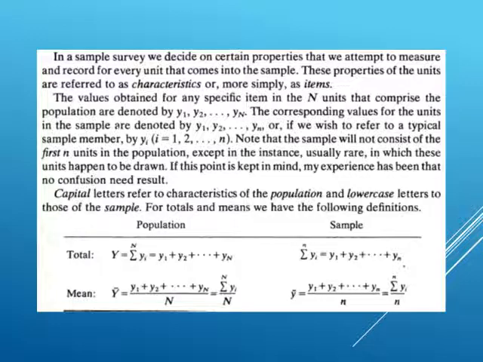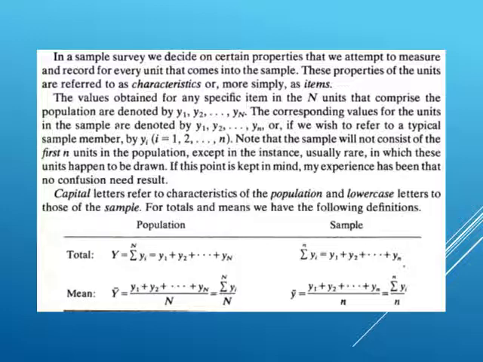In a sample survey, we decide on certain properties that we attempt to measure and record for every unit that comes into the sample. These properties of the units are referred to as characteristics, or more simply as items. The values obtained for any specific item in the capital N units that comprise the population are denoted by y1, y2, up to y capital N. The corresponding values for the units in the sample are denoted by y1, y2, up to y small n.